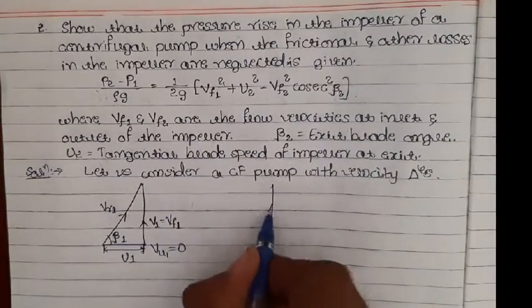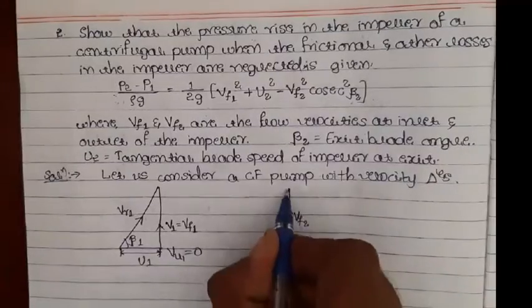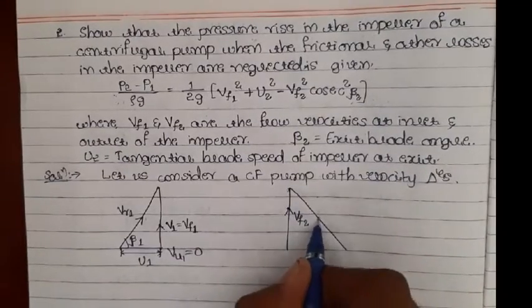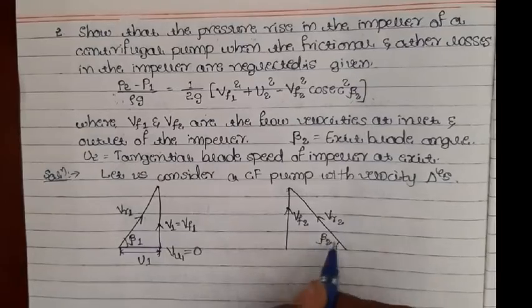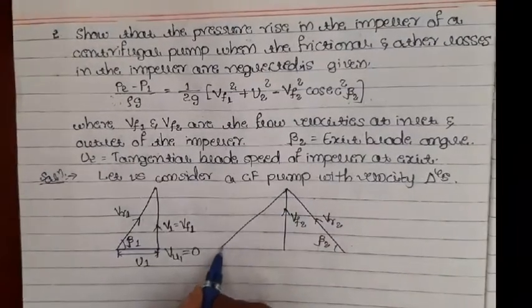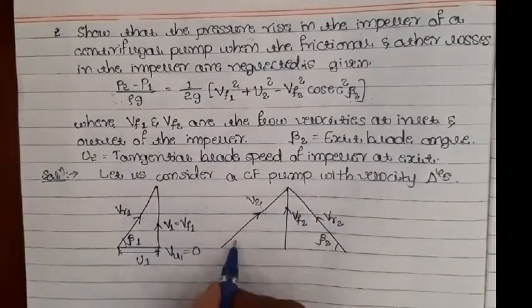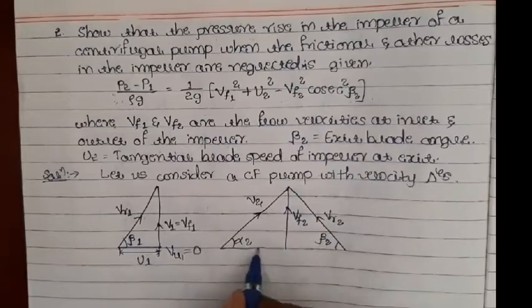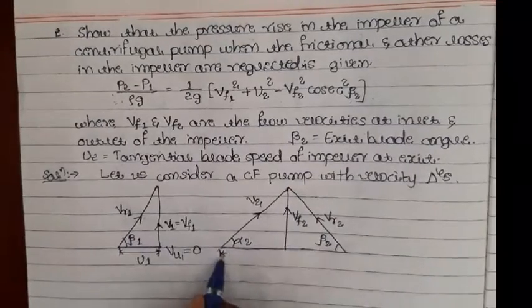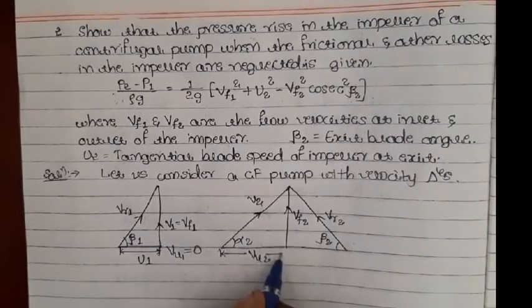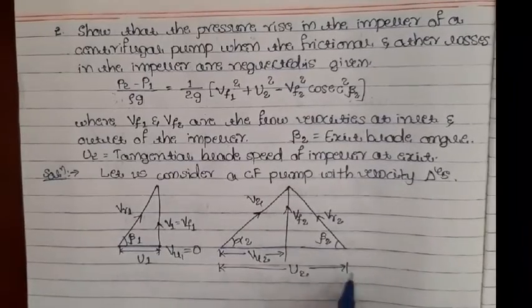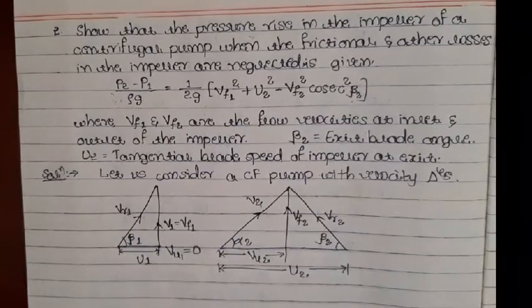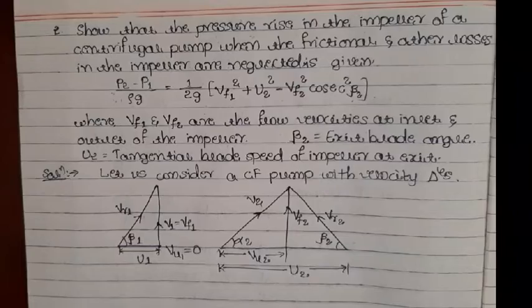Coming to the outlet velocity triangle, this is Vf2, this is Vr2 at an angle beta 2, then let this be V2 at an angle alpha 2 with the wheel tangent. So let this be Vu2 and let this be U2, right? So these are the general triangles for a centrifugal pump.